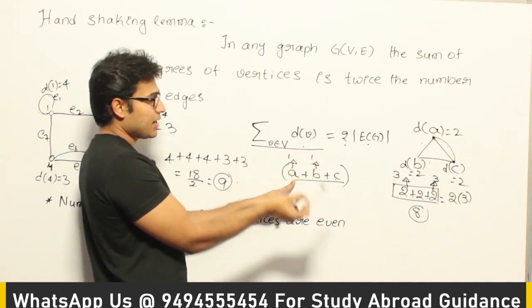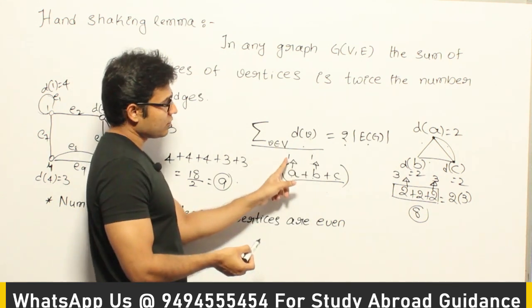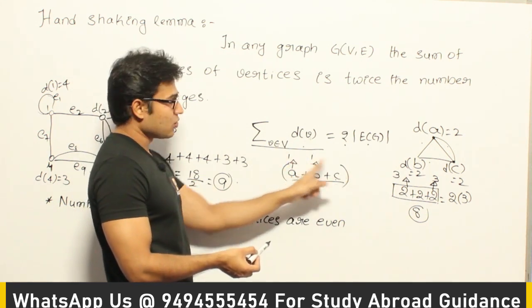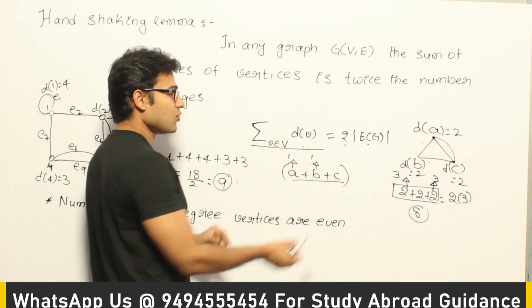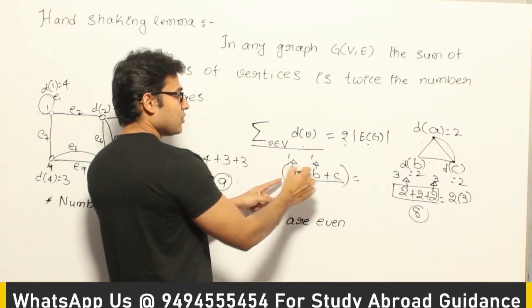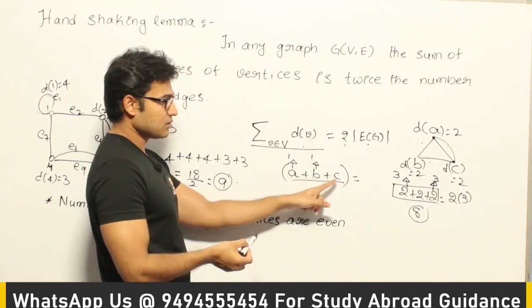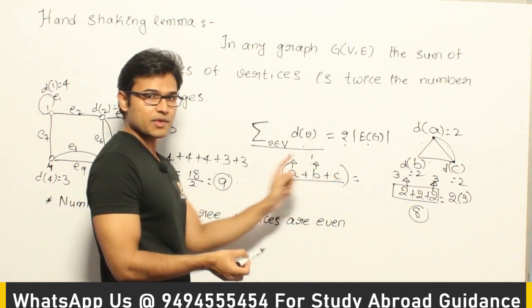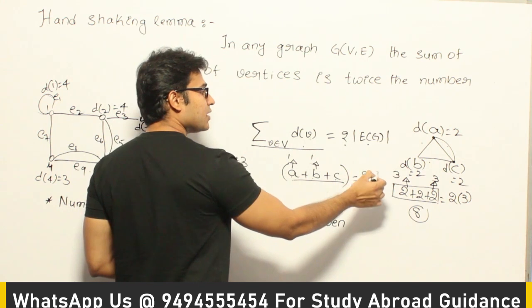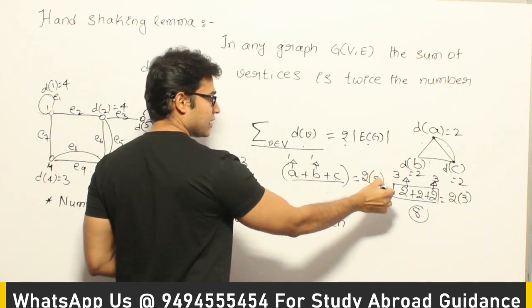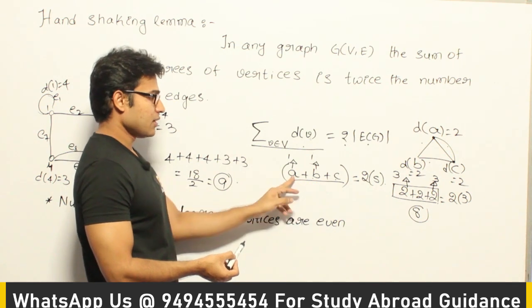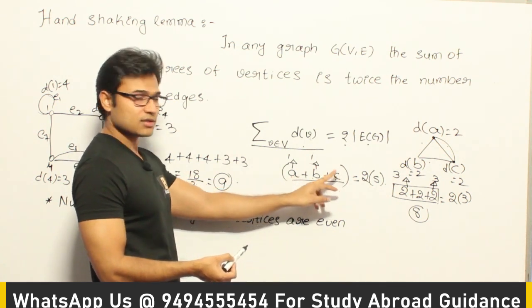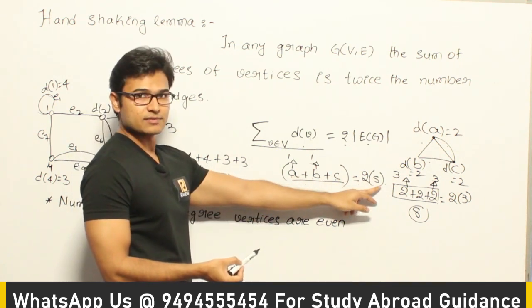What does it mean? Every handshake is going to contribute a sum of 2 to the total number of handshakes each one is participating in, right? Therefore, if you count the number of handshakes in which each one is participating and you sum them up, that will be equal to twice the number of handshakes, right? So it is exactly similar to the way we discussed the sum of the degrees of the vertices being equal to twice the number of edges, right?